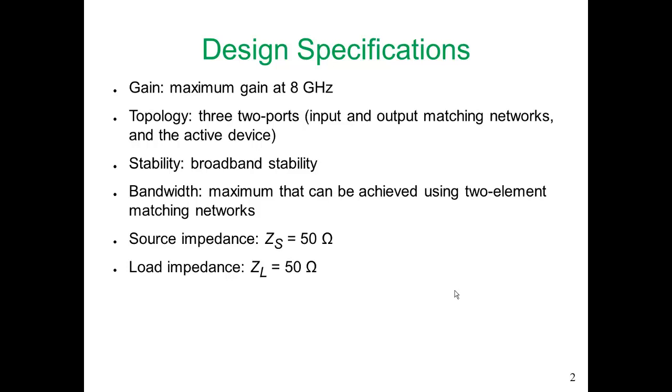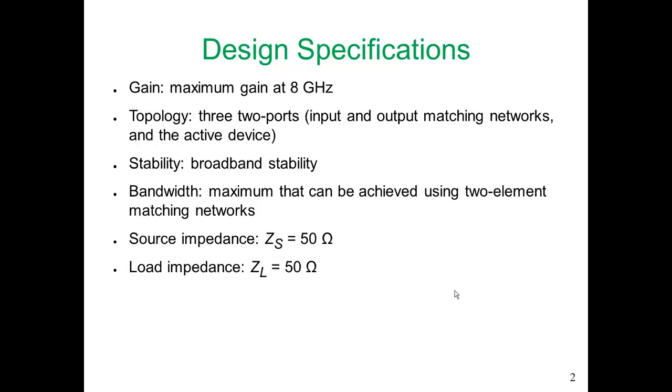Well, design always begins with a set of design specifications. So the specifications here are for a maximum gain at 8 GHz. Our topology is going to consist of 3 2-ports, input and output matching networks, and an active device. Of course, this is the topology that we usually have when we're doing amplifier design. But this will be a single stage design, so there's only one active device.